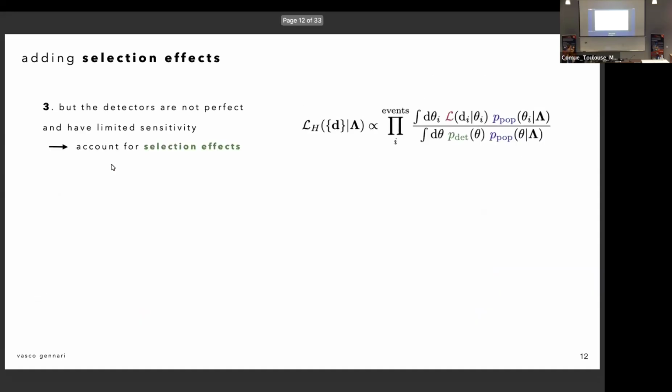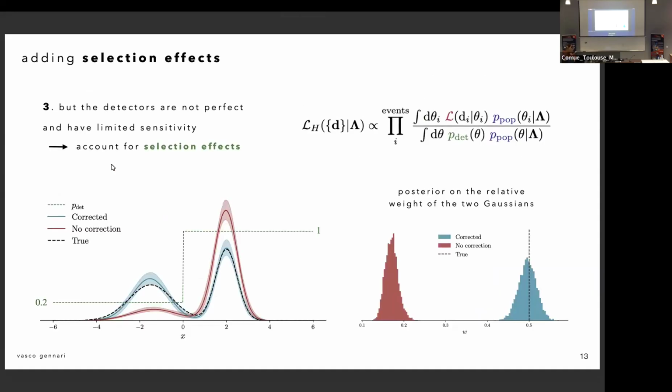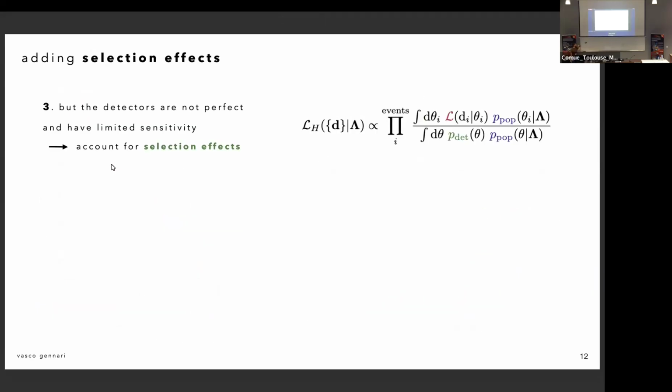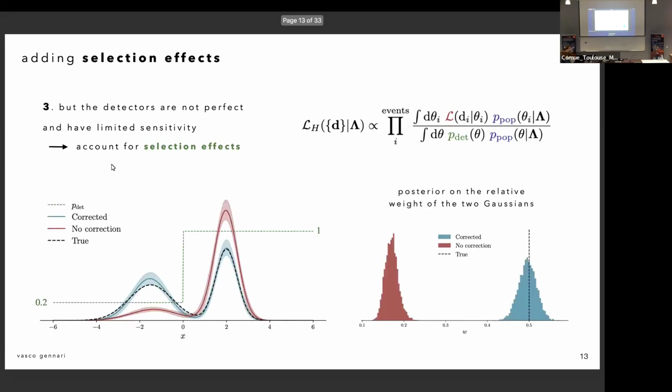Good, there is a third ingredient which is very important, which is the fact that our detector is not perfect. Therefore, we cannot measure all the events with the same sensitivity as we pretended up to now. In other words, we need to account for selection effects. Let me show you how this works in practice.